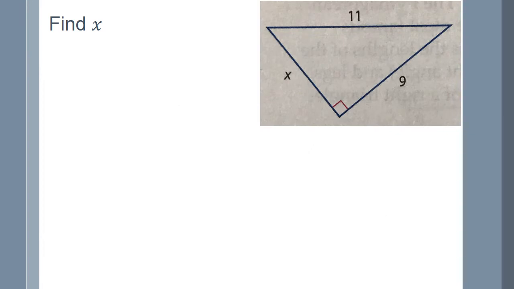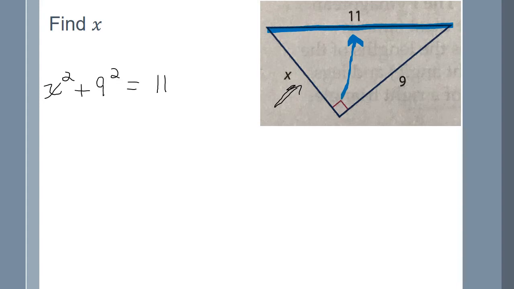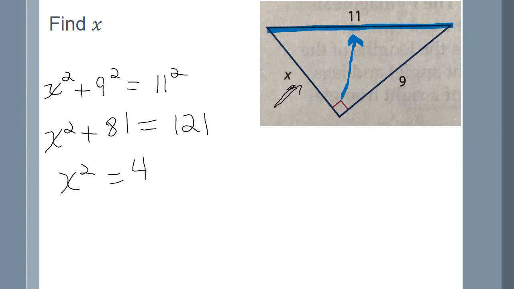Let's do another one here. So here I have a leg. This is a leg, right? The hypotenuse is here, right? It's across from the 90-degree angle, the right angle. So I have x squared plus 9 squared equals 11 squared. So x squared plus 81 equals 121. So x squared is equal to 40.